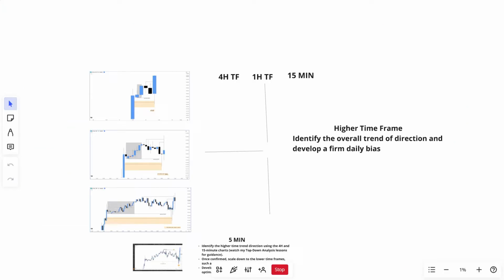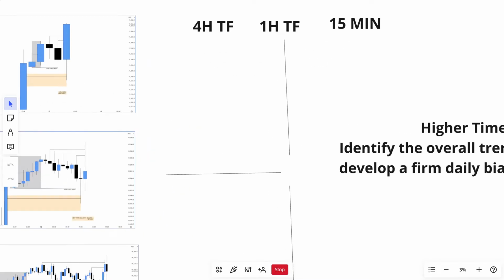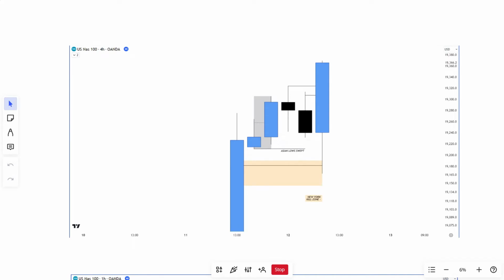The first thing we have to understand is our higher time frames. What is the higher time frame trying to show us? As you guys can see, this is the higher time frames. The higher time frame is to identify the overall trend of direction and to develop a firm daily bias. So our higher time frames, because we're day traders, is usually the 4-hour time frames, the 1-hour, and then the 15 minutes time frames. As you can see, we're just going to zoom in. Now we're zooming in on this schematic right here.